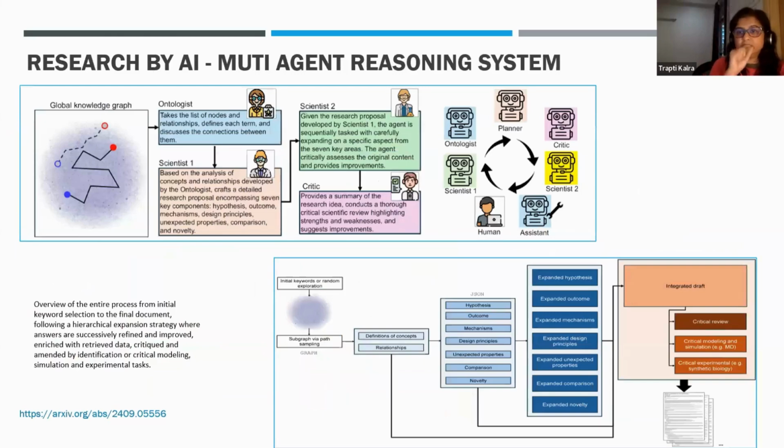So another example, since we talked about the LLMs, I again came across this very interesting paper which I want to discuss with you. It's really about multi-agent reasoning systems. So we talked about, okay, there are some traditional methods. Then we also looked at how we can use generative AI for applying them to the area of material science and chemistry.